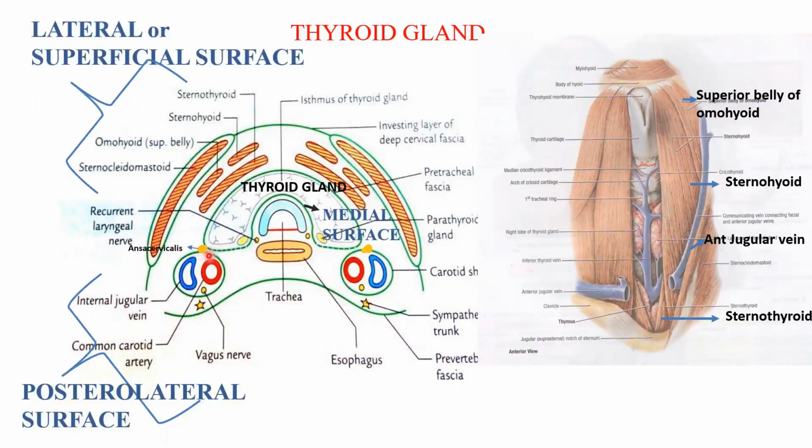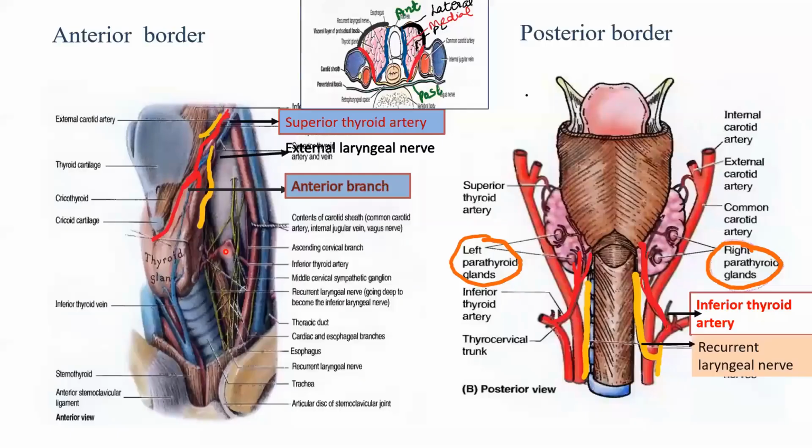So it is related to the carotid sheath with common carotid artery and internal jugular vein, and also anterior to the carotid sheath there is the ansa cervicalis. So these are the relations of each lateral lobe of the gland, having three surfaces: the lateral or superficial surface, a medial surface and a posterolateral surface. And these surfaces are separated by an anterior border and posterior border. The anterior border is placed between the lateral and the medial surface, and it is related to the same blood vessels as the apex of the gland.